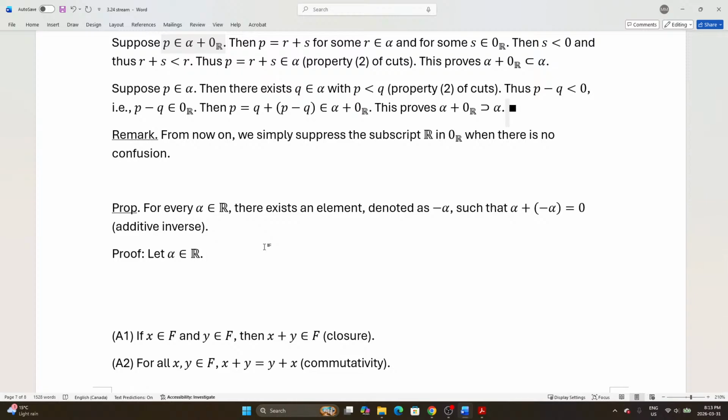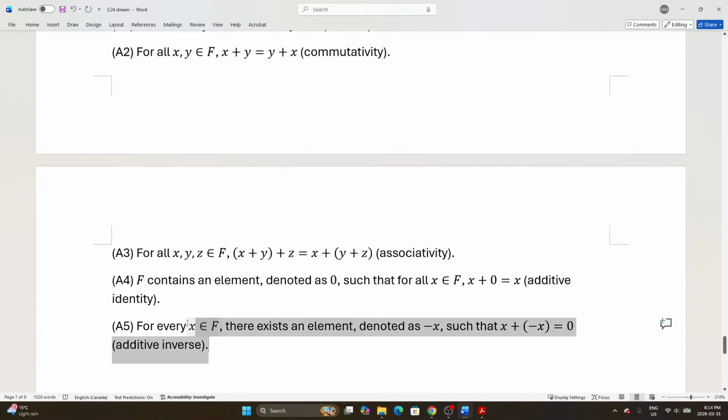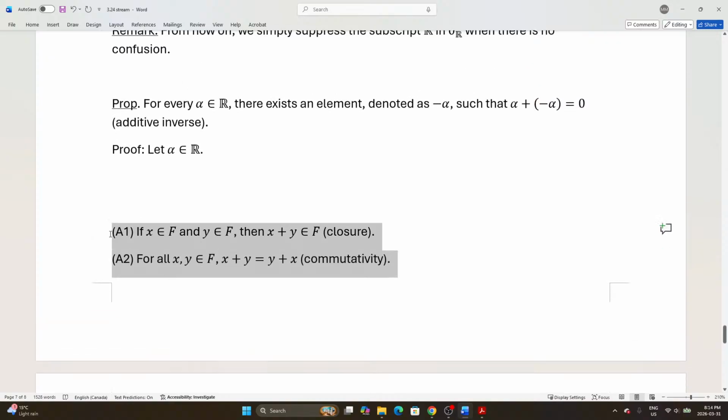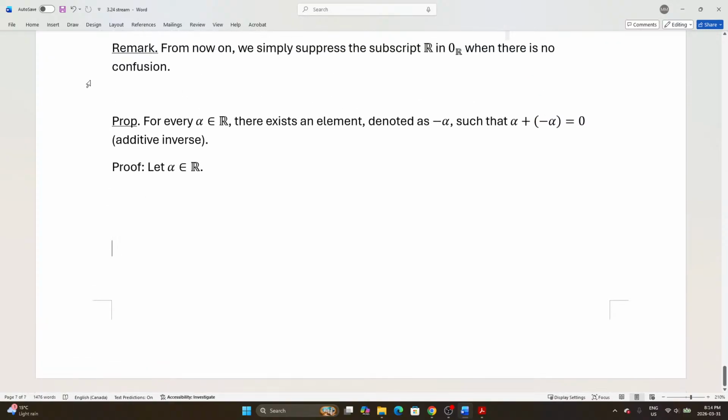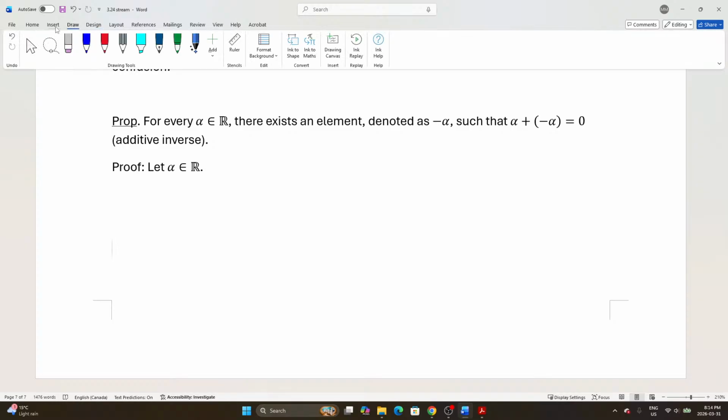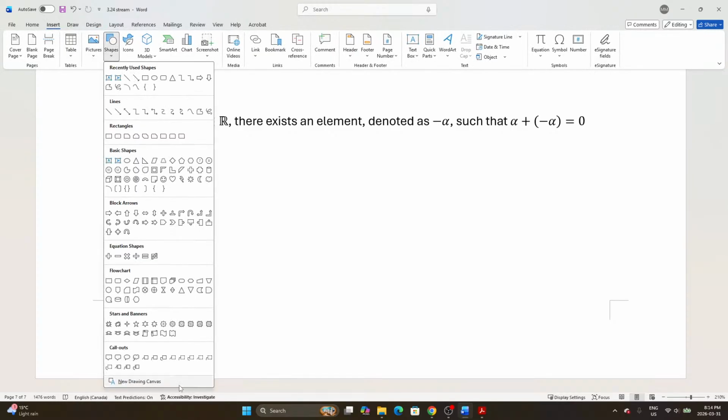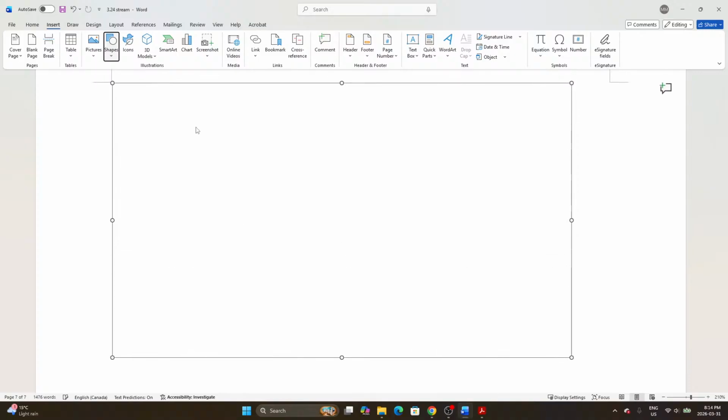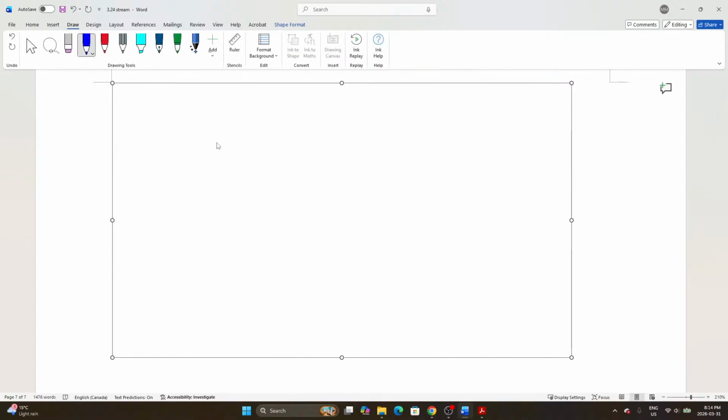How do we get the negative part? So let's do some scratch work. Okay, we can get rid of these axioms now because we already designed our propositions. So how do we define the negative of a cut?